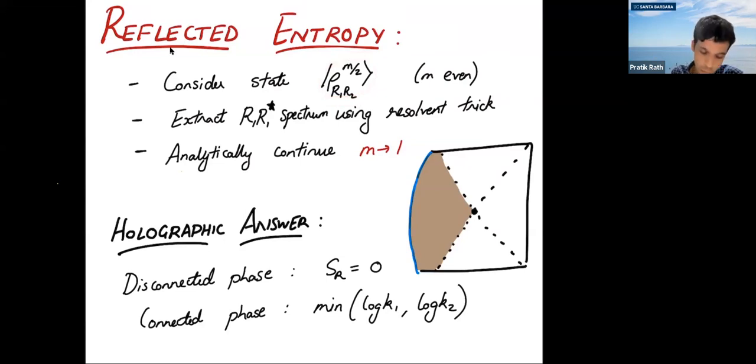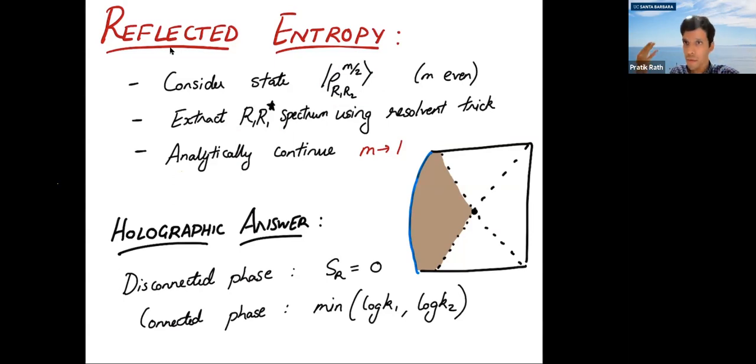Once we do that, what we want to do is extract the R1 star spectrum. We want to compute the entropy of R1 star. So we extract the spectrum, and then we can do that using the resolvent trick, very similar to what we did before. Then eventually we just analytically continue to m going to 1. The analytic continuation will be simple, it won't require any extra tricks. And this will give us the reflected entropy in the same model.